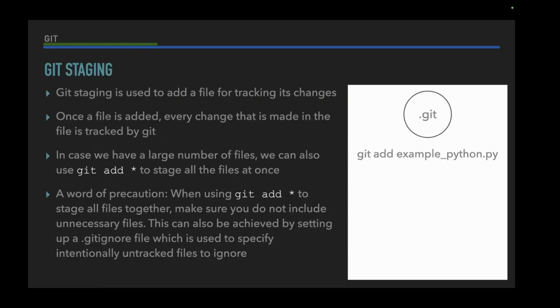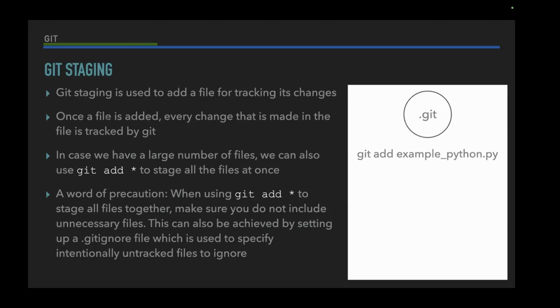And this process is called Git staging, which is used to add a file for tracking its changes on a kind of staging environment or staging layer. So once we use a git add command for adding a file under what is to be tracked, any changes that are made in this file are tracked by Git.